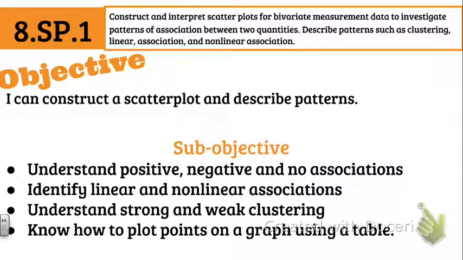Today we're looking at scatter plots once more. Your standard is to construct and interpret scatter plots from bivariate measurement data to investigate patterns of association between two quantities. Describe patterns such as clustering, linear association, and nonlinear association. The objective today is: I can construct a scatter plot and describe patterns.